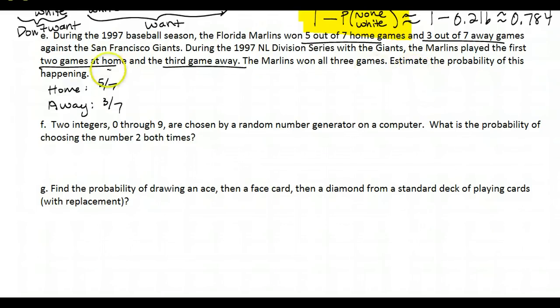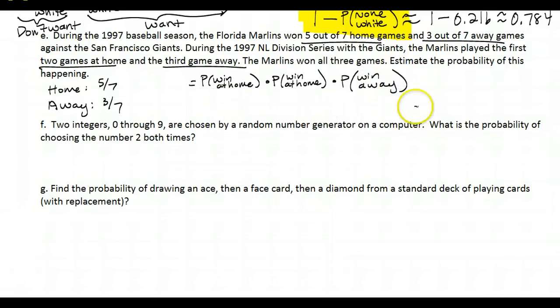And we can use what previously happened as our probability. So what they want us to do is they want us to win at home. They want us to win at home again. And then they want us to win away. And so those are the 3 probabilities I'm going to find and multiply them together in 3 events, so 3 fractions.